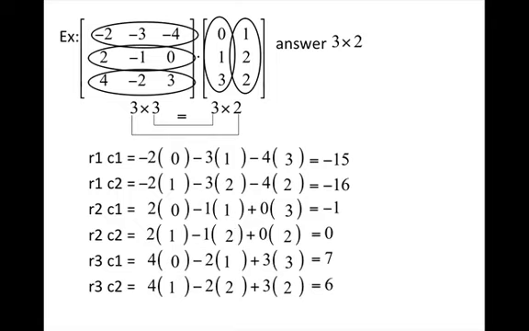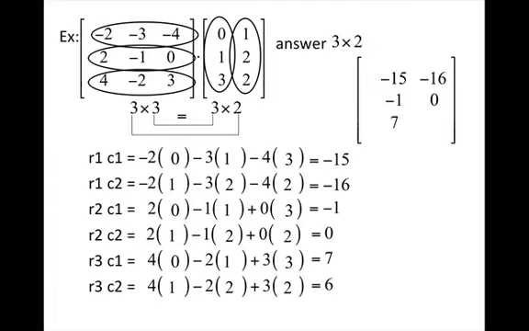Now I need to put these elements back in a matrix. I've already said that my answer was a 3 by 2, so draw a matrix that has 3 rows and 2 columns. Then if you've labeled what you multiplied, that tells you where to put your answers. The -15 is going to go in row 1, column 1. The -16 will go in row 1, column 2. The -1 will go in row 2, column 1. The 0 will go in row 2, column 2.